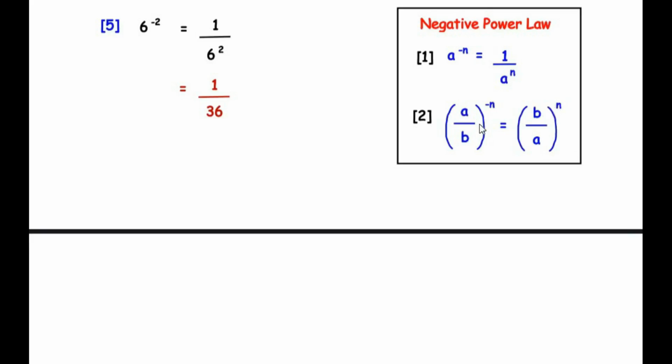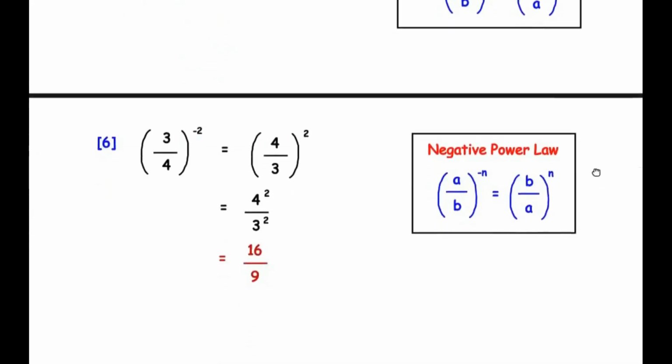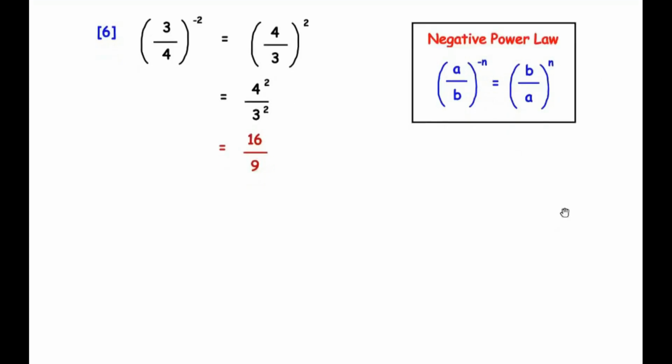Now let us consider an example on this. Here I have taken the same law for easy reference, that is negative power law. So here you can see there is a fraction given 3 over 4 and it is raised to the power of -2. So we are just going to flip it upside down. So 4 comes to the numerator and 3 goes to the denominator, and here you can see the sign of the power has changed. We get it as +2.